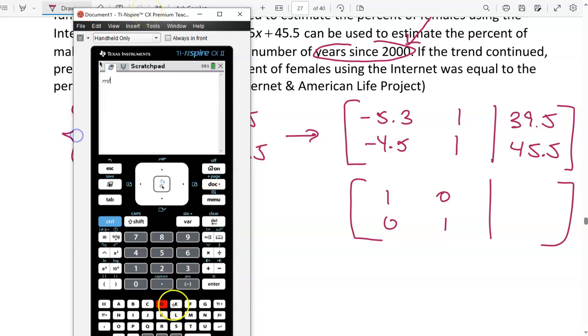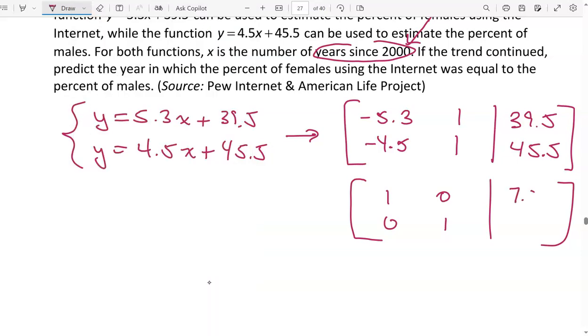So RREF for reduced row echelon form, open parentheses, menu key to the right of the 9. We need a 2 by 3 matrix, and negative 5.3, 1, 39.5 at the top, negative 4.5, 1, and 45.5 on the bottom row, and that gives us 7.5 and 79.25.